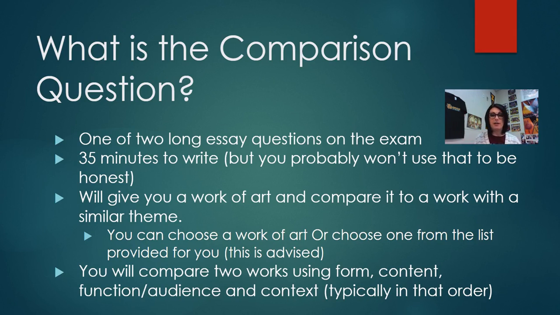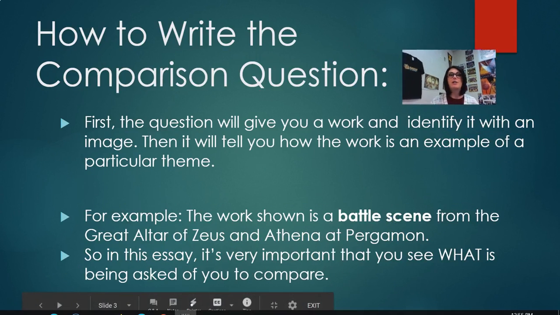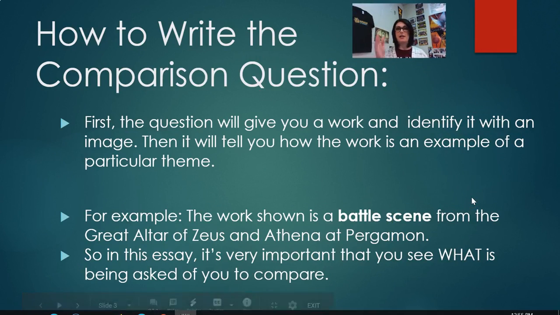Now, this essay really starts from top to bottom, asking you to look at all the parts of the art we cover in this class. The form, the content, the function and audience, and the context. All right, so we're going to step through this question and break down how it's going to ask you to answer it.